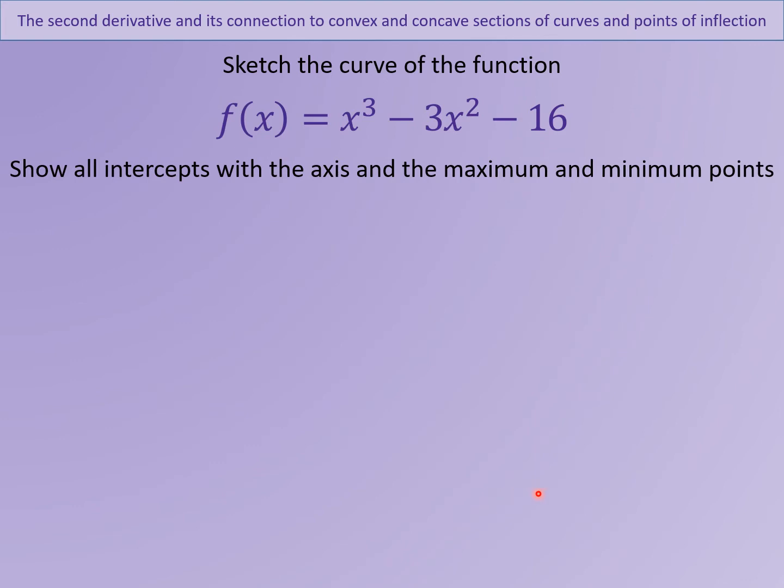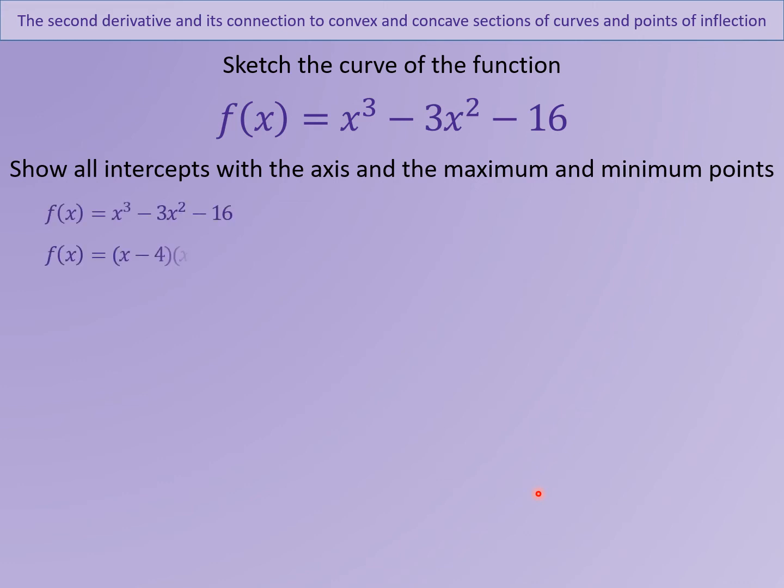Okay, so what I'd like you to do: sketch a curve of the function x cubed minus 3x squared minus 16, showing all the intercepts on the axes and the maximum and minimum points. So you've got lots of work to do there, so you might want to pause, take your time with it, and draw a decent sketch showing all the intercepts of the axes and the maximum and minimum points. And when you're ready, you can carry on. Okay, so let's see how you got on.